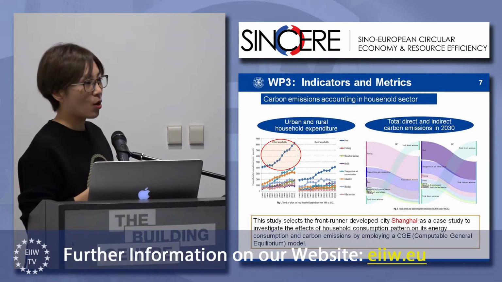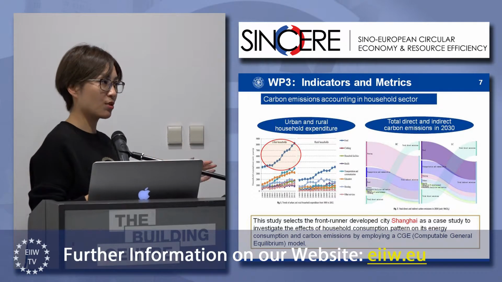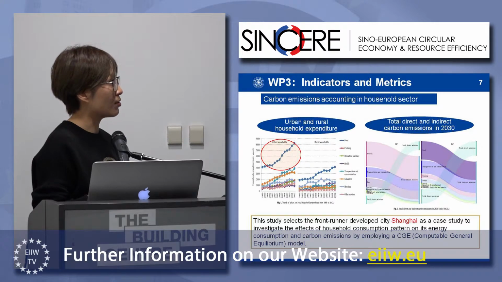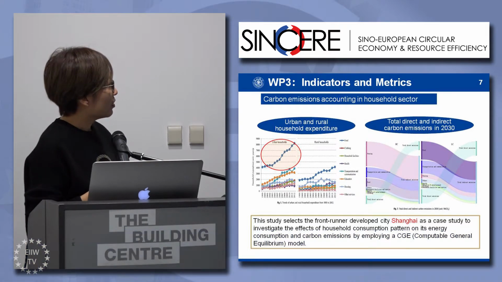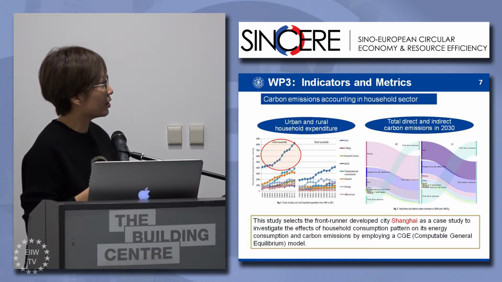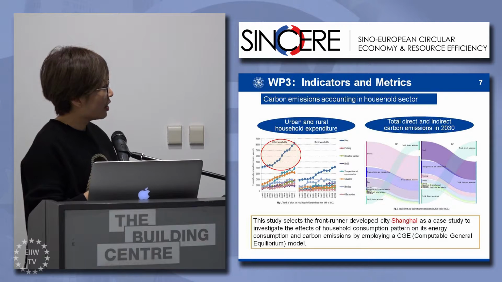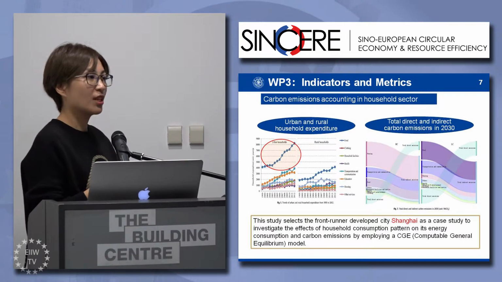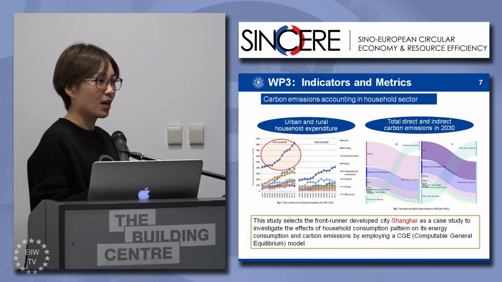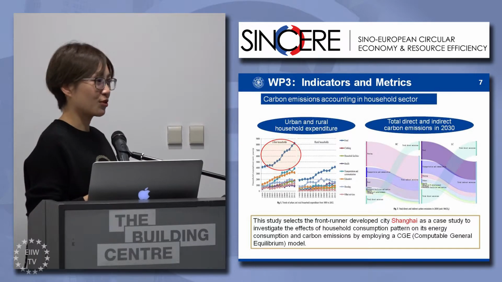This one is about the household sector. The previous ones were about different industry sectors, and this one is about the household sector. They take Shanghai as a case study to see how the energy consumption and the greenhouse gas emissions are in the households in Shanghai. Personally, I find this very interesting. If you look at it, the food cost in the urban households in Shanghai is very large.